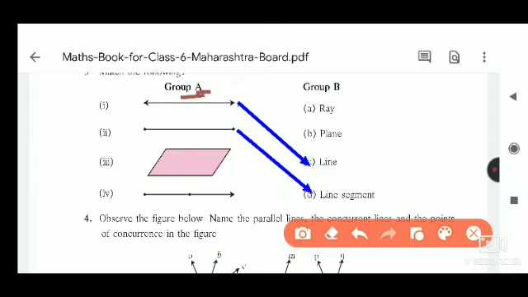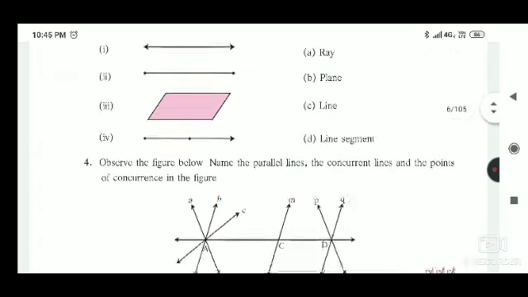Thirdly, it has a structure looking like the flat surface of the table. So it is a plane, you know this. Then lastly, here it has an end point and an arrow on one side, so it is a ray. In this way you just complete this, and it is very easy. Okay, after completing this, we will see the next question.